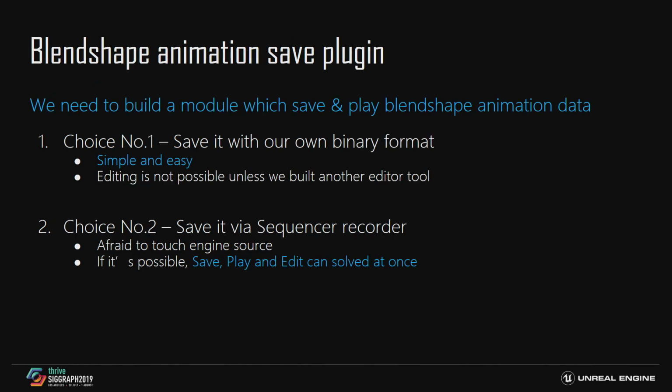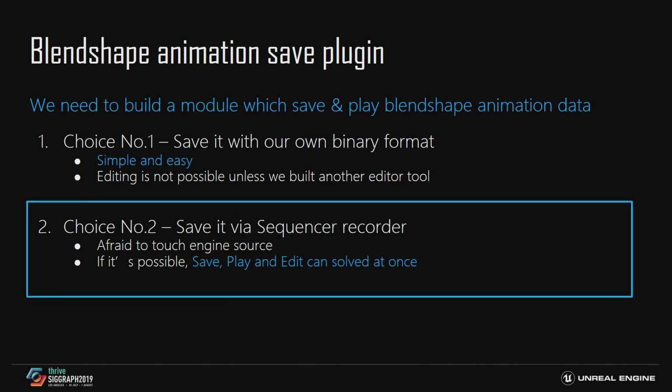So we had 2 choices. One was saving blend shape animations into our own binary format, and the second was to tweak the sequencer recorder to make it possible to record the blend shape animations with it. So we chose the second way. You might feel it's the right way, but at the same time it's a way more complicated and harder way. Since we have very limited human resources, we had to be really brave when we made this choice.